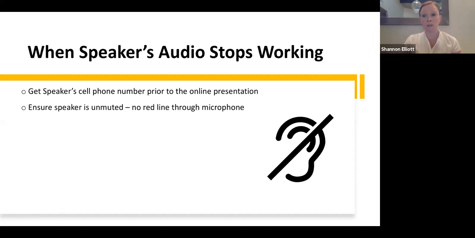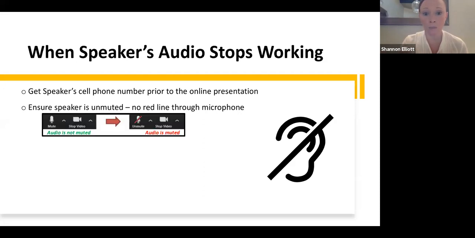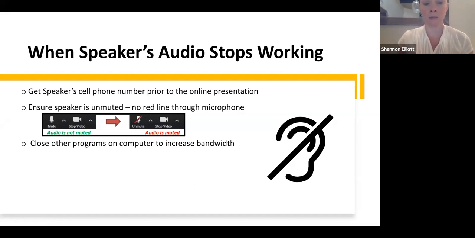And then ensure that the speaker is unmuted, with no red line through the microphone. So what does that look like? Here's a little graphic. At the bottom left-hand side of your screen, if you hover your mouse over it and you're on a computer, you're going to see this mute option. This means that audio is not muted and you can be heard. If you click on it, it toggles back and forth between mute and unmute, and the red line indicates that audio is muted. Hopefully that's pretty clear.